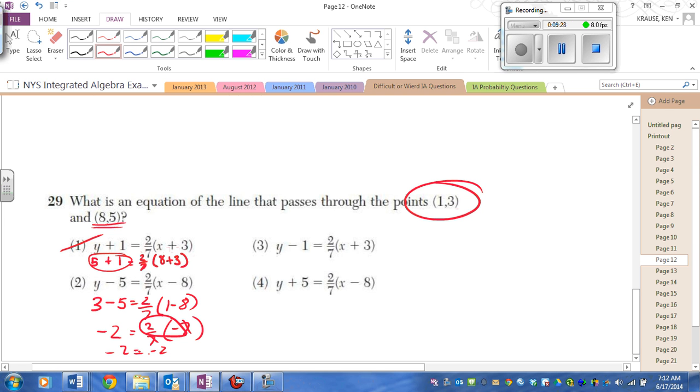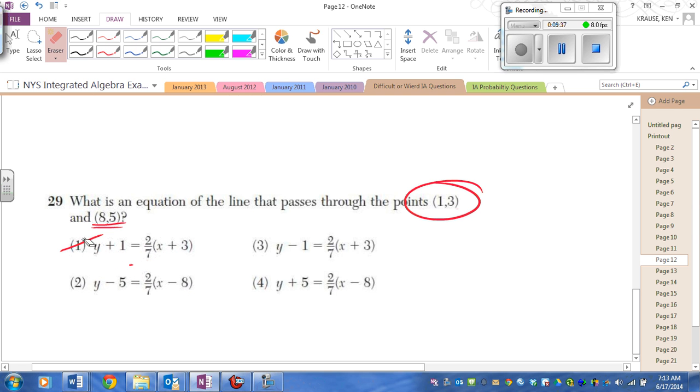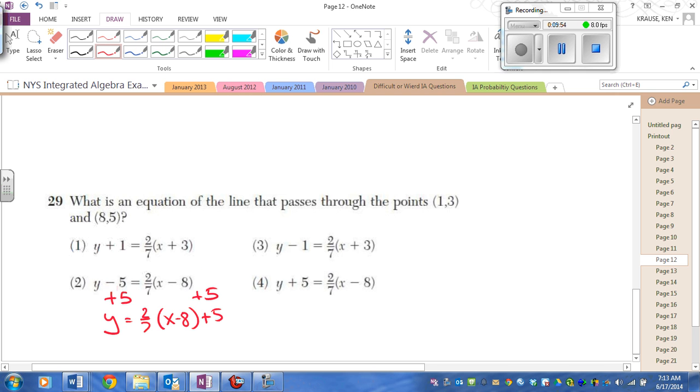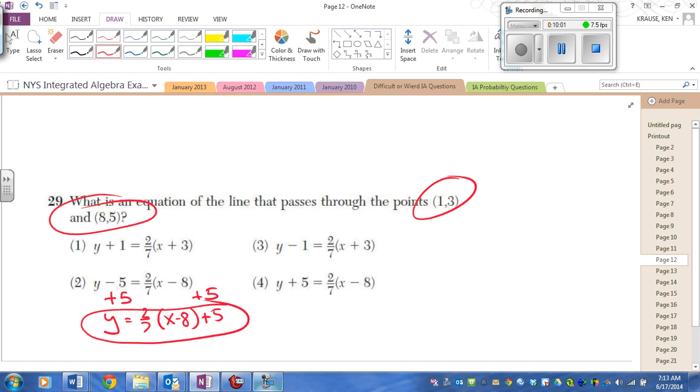The other thing you could have done on each one of these, let me just show you another thing you could have done. And I'm going to show you on this one in particular since this is the right answer. The other thing you could have done on this one is to bring the 5 over. So you get y equals 2 over 7, x minus 8 plus 5. Now I can't add that 5 to the 8 because the 8's in the parentheses. And graph this. So we're going to graph that, and we're going to look to see if these 2 points are in the table.